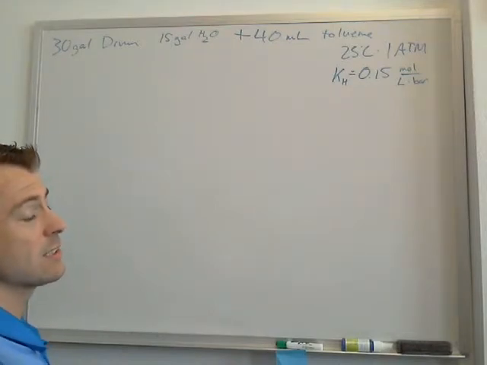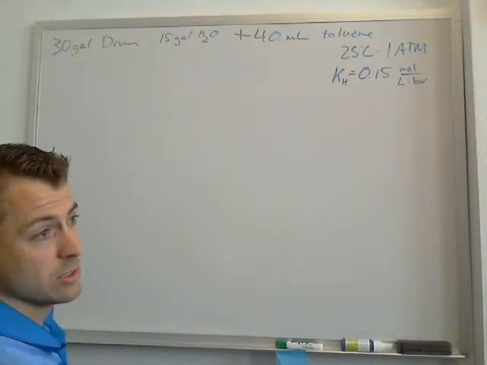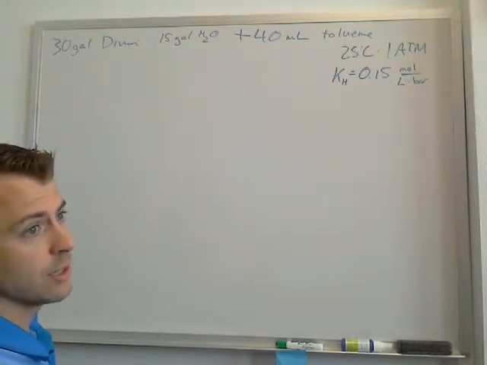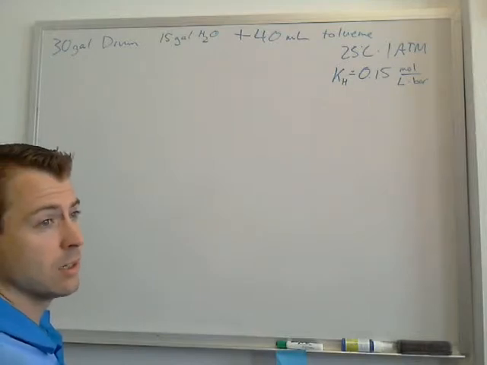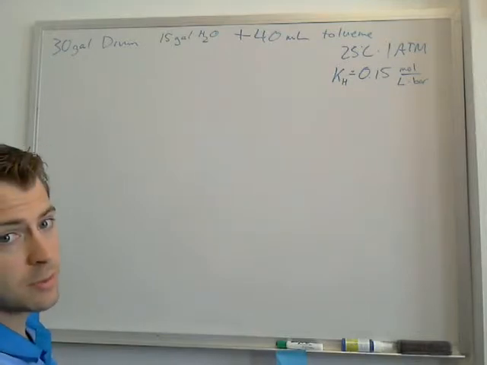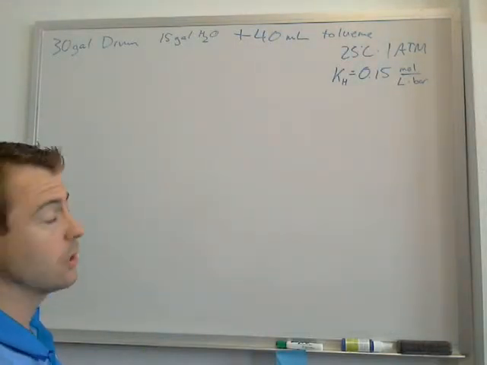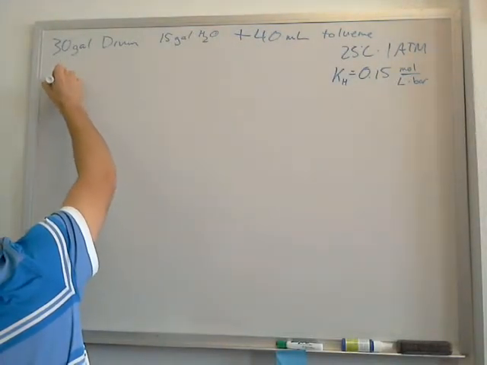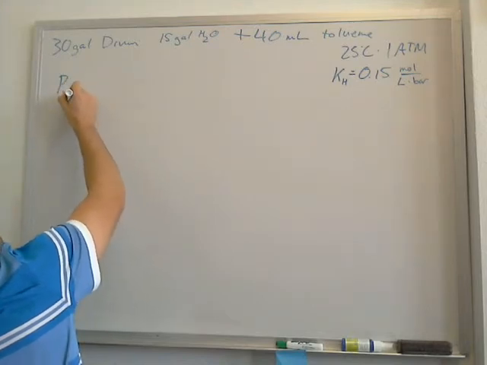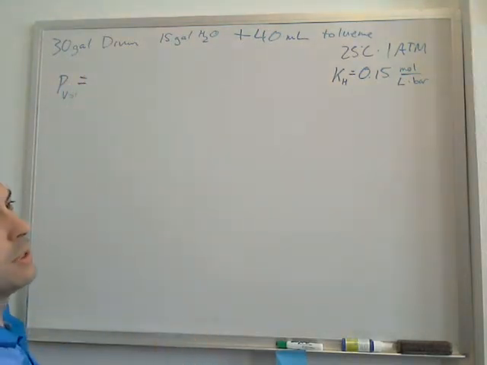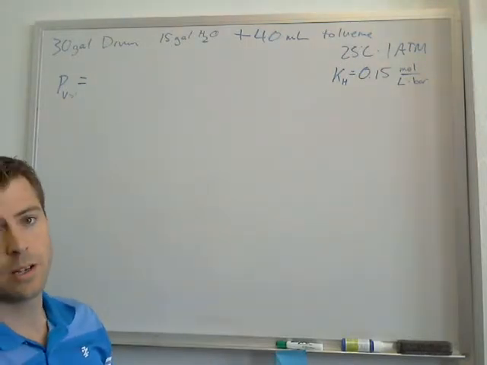So the first thing we should ask ourselves is, can it all dissolve? So we should calculate what's the maximum solubility. Well, to do that, we have to calculate what's the maximum concentration in the air. So the maximum concentration in the air is going to come from the vapor pressure of toluene. We can calculate it from the Antoine equation.